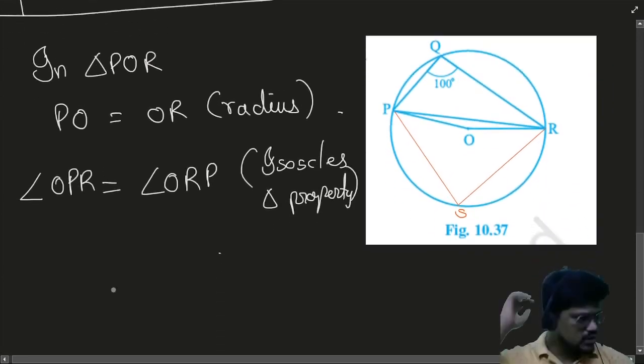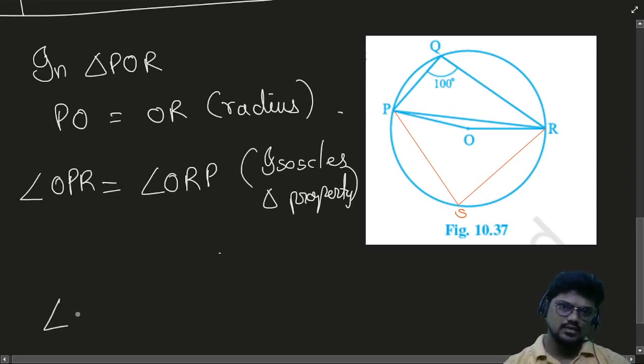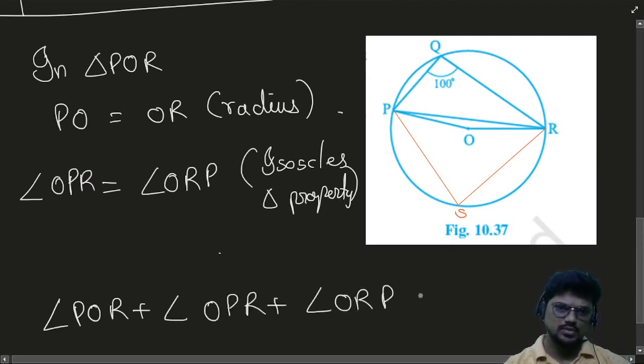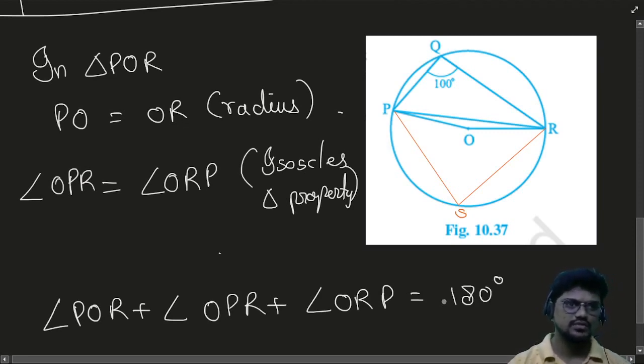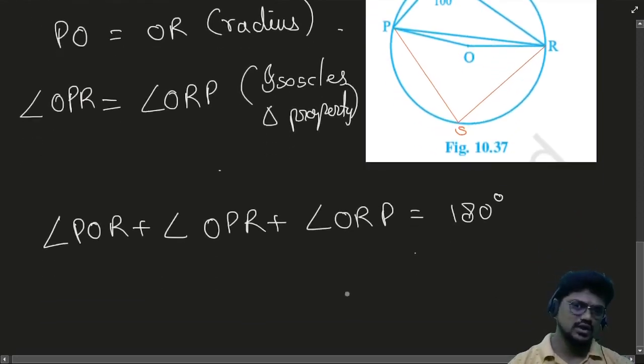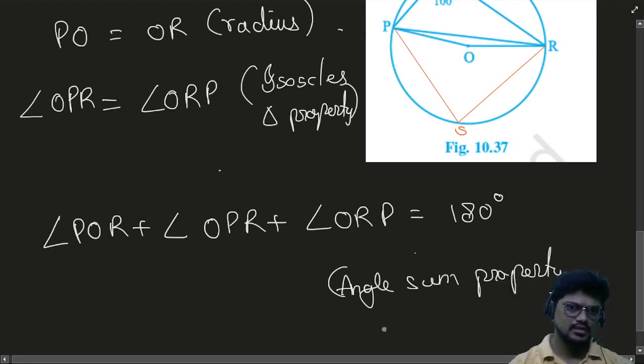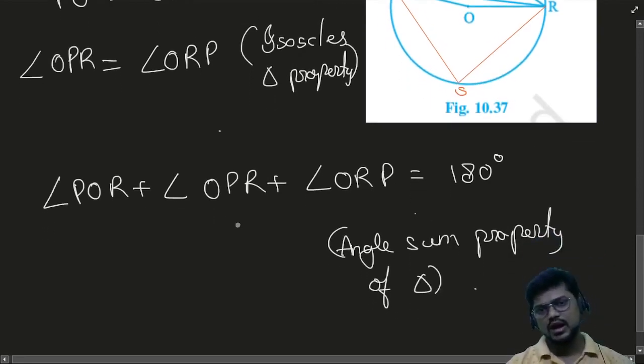Now, since these two angles are equal, if I add, angle POR plus angle OPR plus angle ORP should be equal to 180 degrees. The sum of interior angles of a triangle, the angle sum property of triangle. You can write angle sum property of triangle. Okay, I know that these two angles are equal.